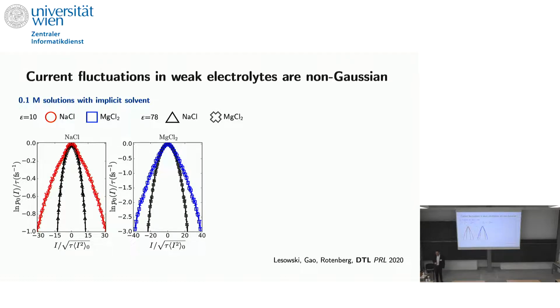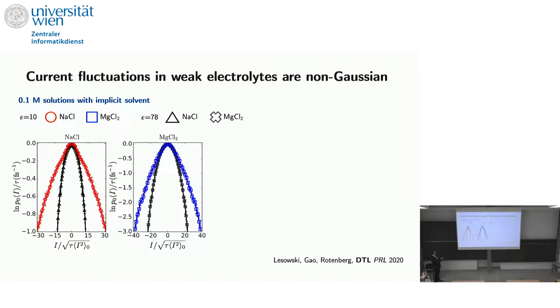Some of these are non-Gaussian. So I'm showing you here 4 different systems. These are all implicit solvent. One is a simple electrolyte, sodium chloride. Both have single positive or negative charges. One is a divalent cation, magnesium 2+ with 2 chlorides. And they are either solvated implicitly in a high dielectric, something like a good solvent like water, or a poor solvent that has a dielectric constant of 10.